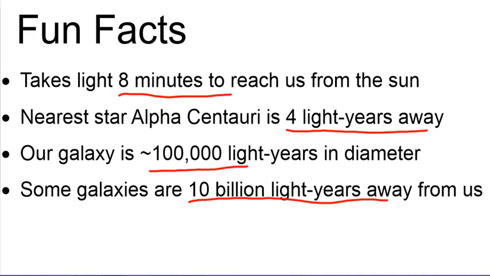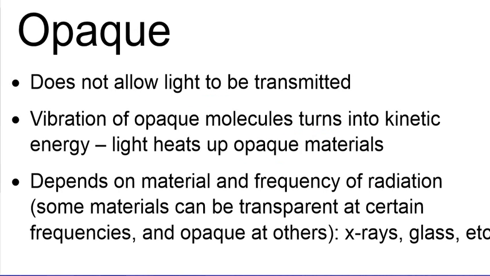Hopefully you remember refraction. Now, opaque, or opacity. This is when the material does not allow light to be transmitted. So what happens is the same steps as before, the photon hits the electron, but now when the electron vibrates, those molecules, rather than allowing that photon to pass through, turn that vibration just into kinetic energy. It heats up the material. Now, this property depends on many different things about the material and the frequency of the radiation, and when we say light, it is simply part of the electromagnetic spectrum.